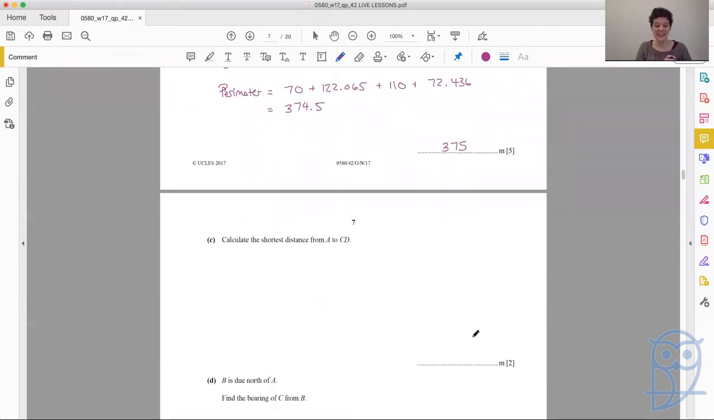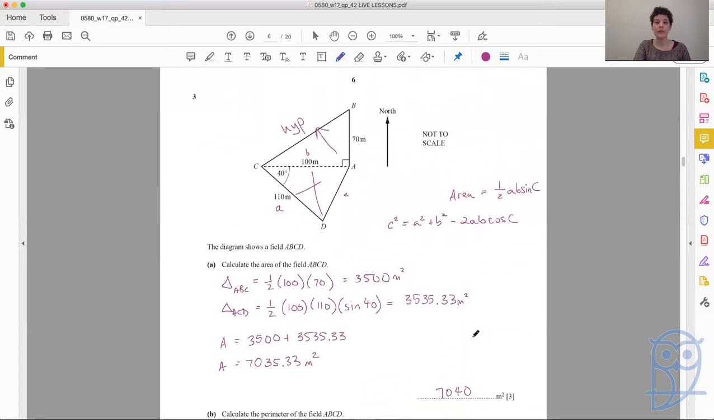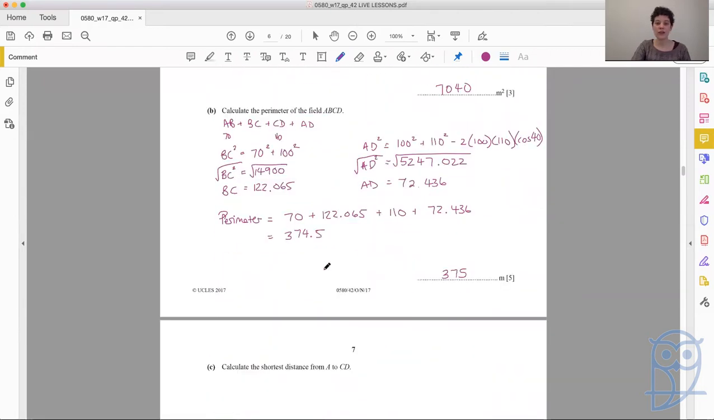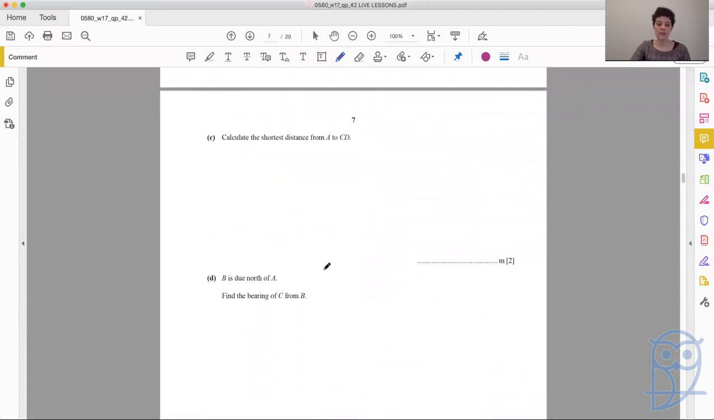Part C, calculate the shortest distance from A to CD. So from A to CD, this distance here is going to be shortest when this is a right angle. Okay? So if you look at it nicely, we've got some triangle things going on here. So let's redraw that triangle so that we can see what we're doing and our examiner can also see what we're doing.